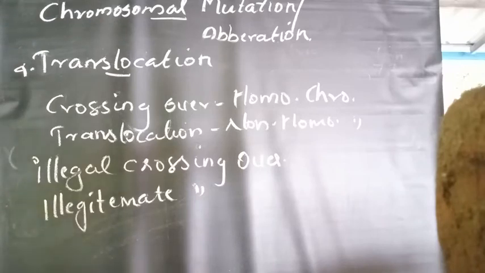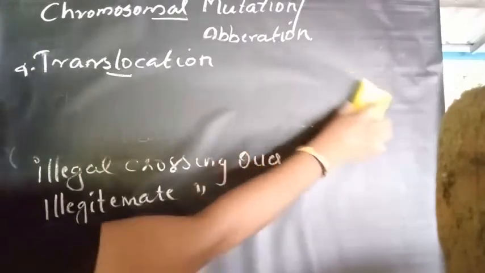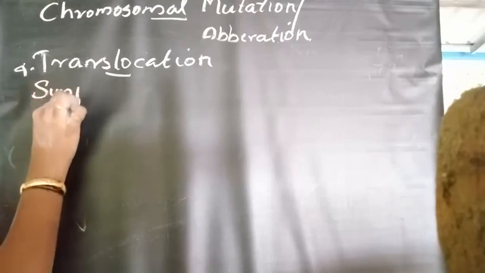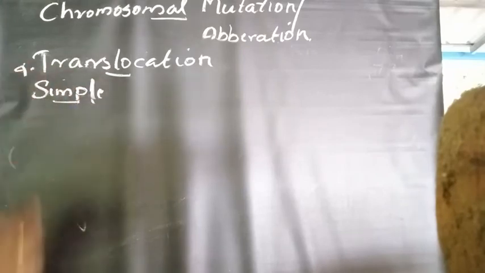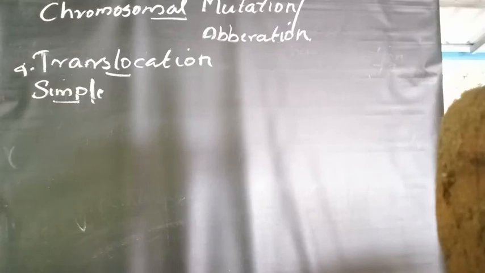There are three types of translocation: simple translocation, shift translocation, and finally reciprocal translocation. We will look at what these types of translocation are. First one, simple translocation. In simple translocation, a chromosome segment breaks and attaches to the terminal end of a non-homologous chromosome.